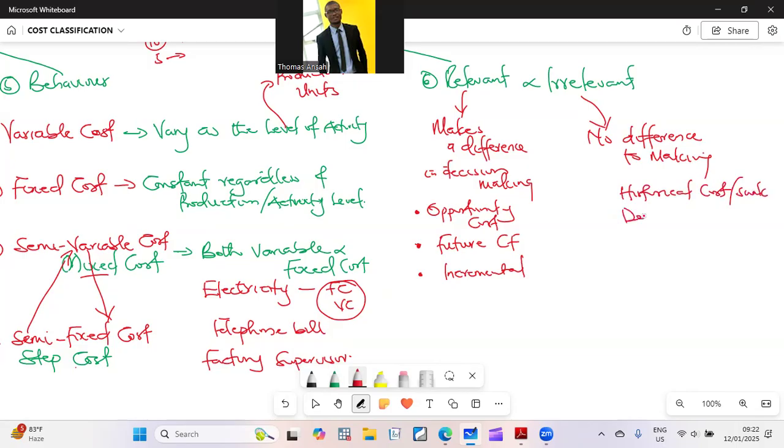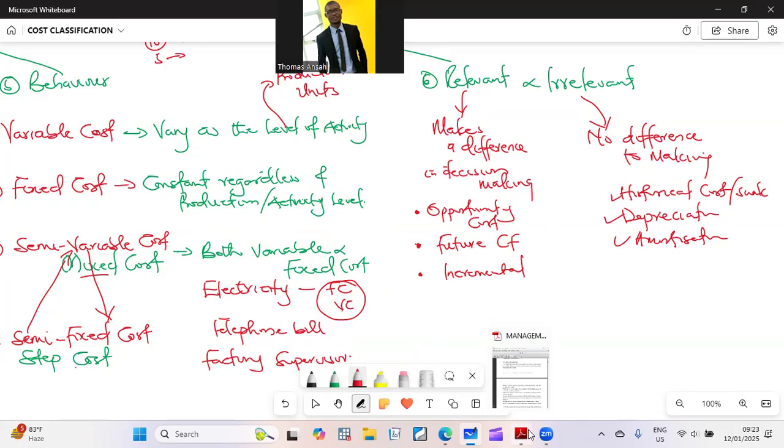All these things of your depreciation. Remember, depreciation is a cost. Depreciation is actually part of fixed cost. All right, it's part of fixed cost, so it is irrelevant. All right, all your amortizations that you do are irrelevant. All right, so they make no difference. So these are the classification of cost.